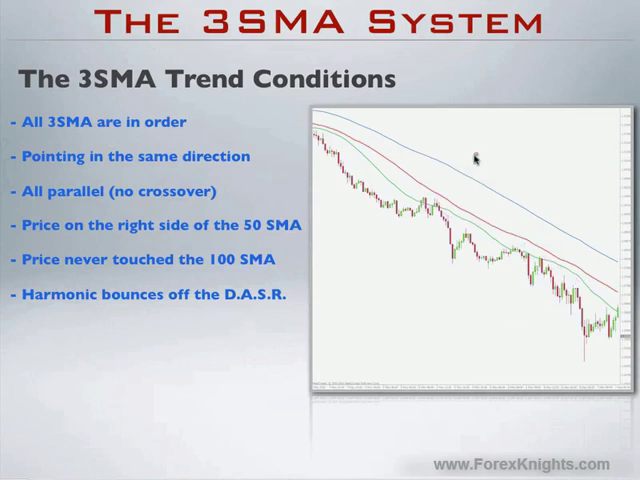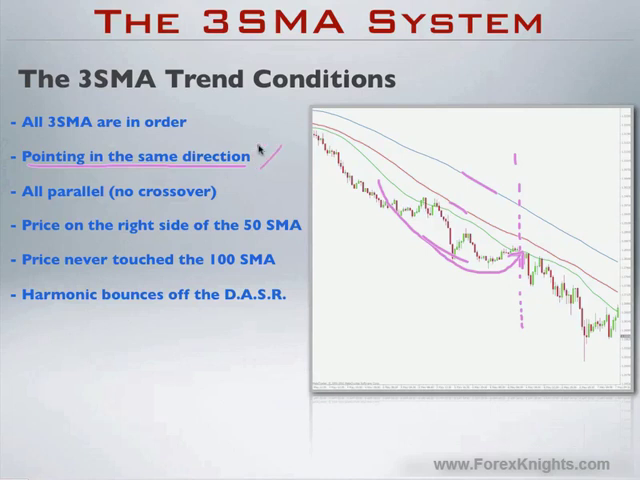So imagine we had the 100 the way it is, the 50 the way it is, but the 30 was already curling up, and at this precise moment it was pointing up. Sure, they are still all in order, the 30 below the 50 and the 50 below the 100, but now they are not all pointing in the same direction, right? Because the 30 is already curling up, it's already pointing up.